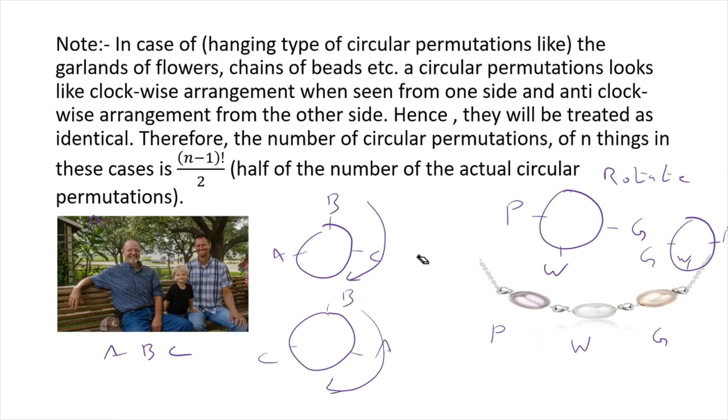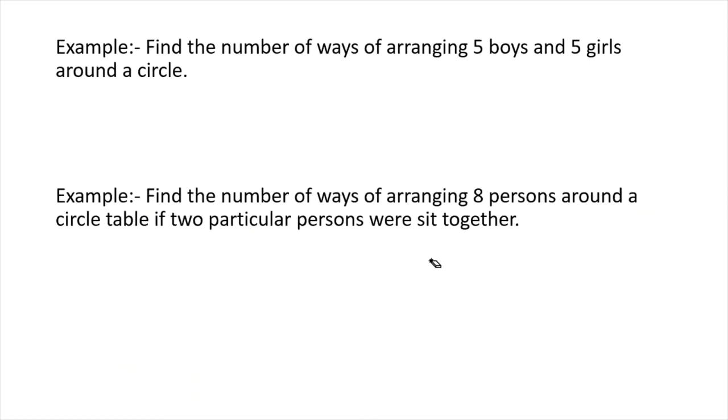With this we have completed the concepts related to circular permutations. Now we have to solve a few problems. The first example problem is like this: in how many ways can we arrange 5 boys and 5 girls around a circle? Here we have 5 boys and 5 girls, so total 10 people.